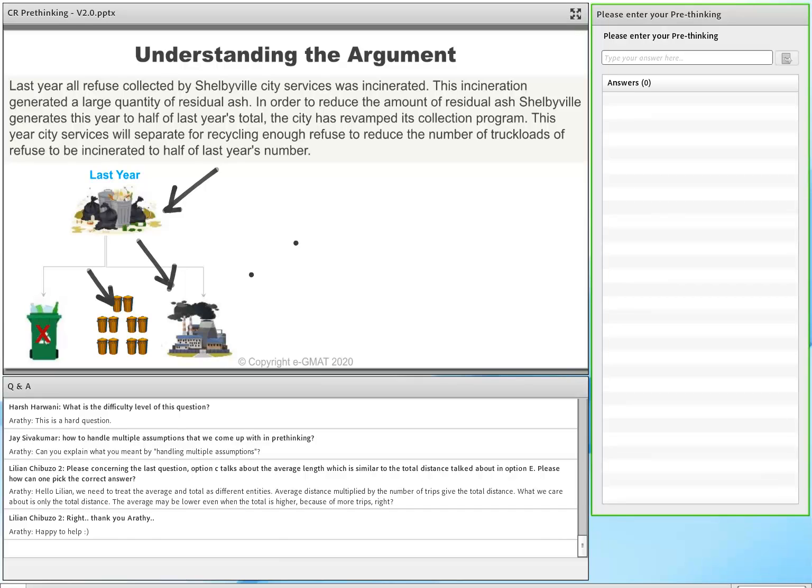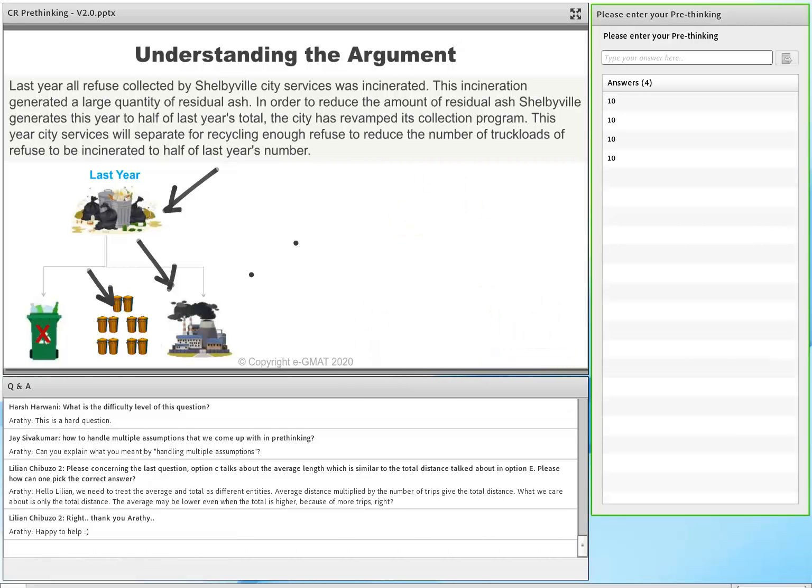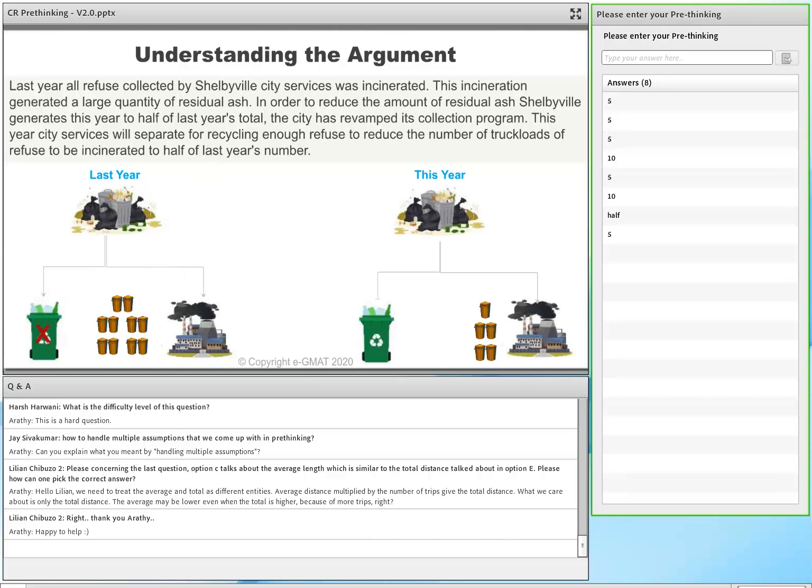Can you count the number of garbage cans? 10, right? Now, what does this mean given the information in the passage about next year? How many trucks are we going to send for incineration next year? If we collect the same amount of garbage, it's 5 trucks. Now, here is the challenge to you.